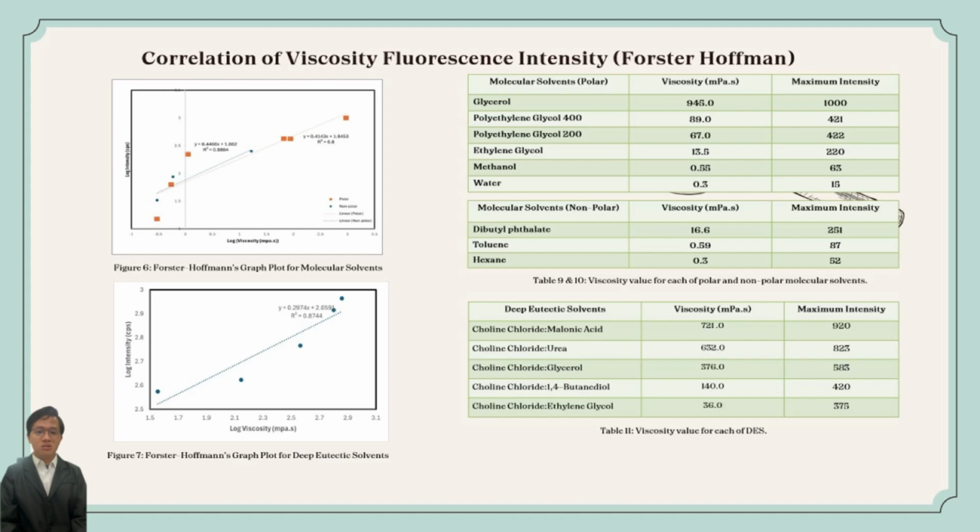The correlation between fluorescence signal and viscosity, as described by the Förster-Hoffmann equation, varies significantly across different solvent types, reflecting their distinct behavior in terms of fluorescence intensity. For both polar and non-polar molecular solvents, there is a clear trend where increasing viscosity corresponds to an increase in fluorescence intensity. This positive correlation indicates that as the viscosity of the solvent rises, so does the fluorescence intensity.